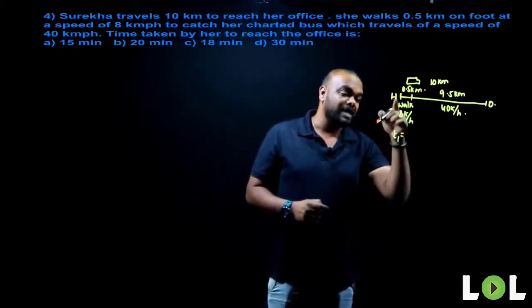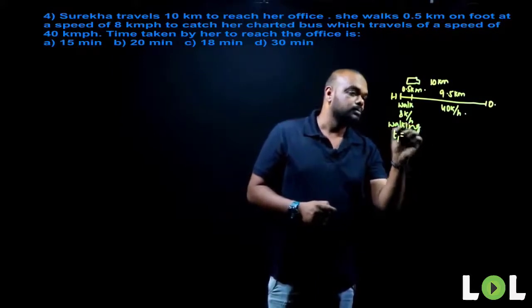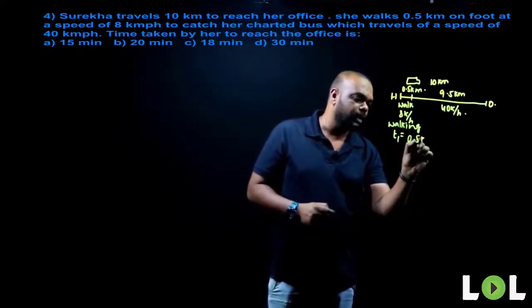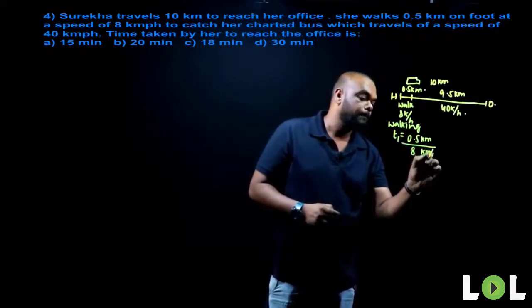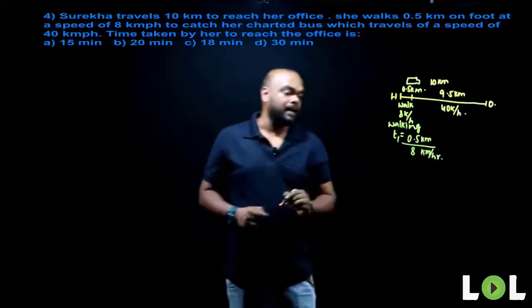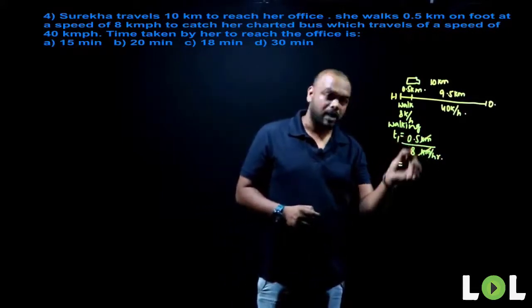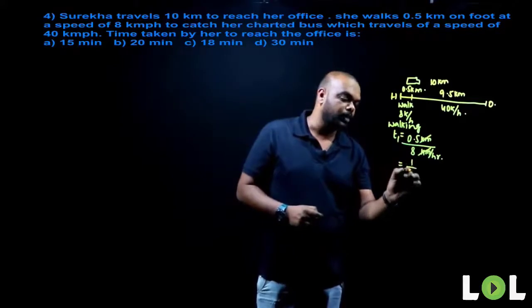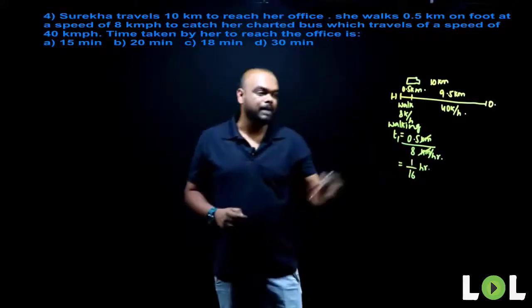Time 1. When she is walking, time is distance by speed. The distance she is traveling is only 0.5 kilometer, divided by the speed of 8 km per hour. So kilometer gets cancelled. I'll be getting 0.5, which means 1 by 2, and the 2 comes to the denominator. That becomes 1 by 16 hours. Let it be like this.